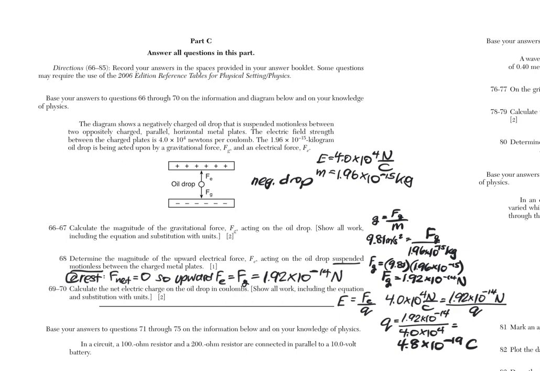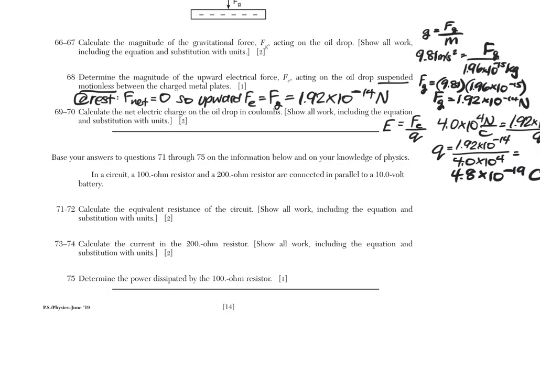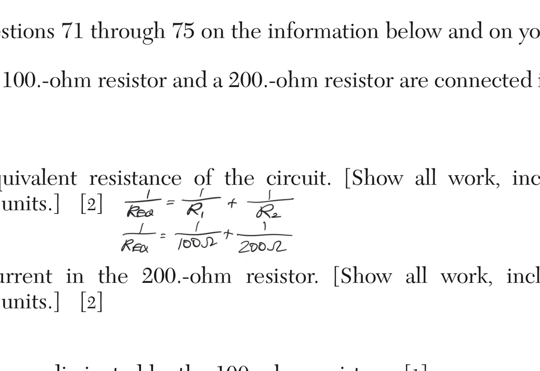Now we're on 71 through 75. We have a 100 ohm resistor and a 200 ohm resistor connected in parallel to a 10 volt battery. 71, 72, find the equivalent resistance of the circuit. That would be Req, and we're dealing with a parallel circuit, so we have to use that old fraction equation. The resistors are 100 and 200 ohms.